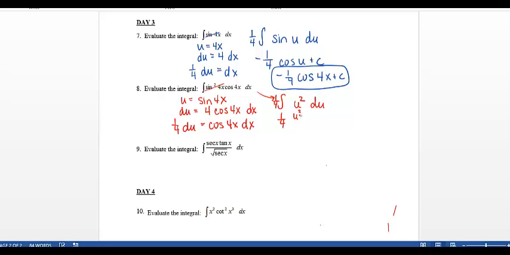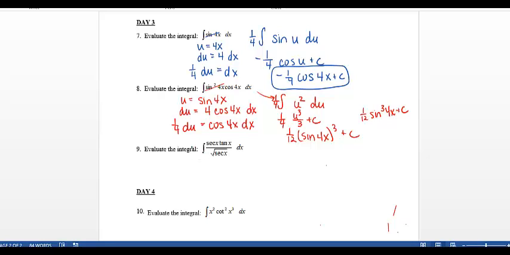1/4 u to the third over 3 plus c. This gives me 1/12 u cubed plus c. U, remember, is sine of 4x. This can also be rewritten as 1/12 sine cubed 4x plus c. Either one is fine.